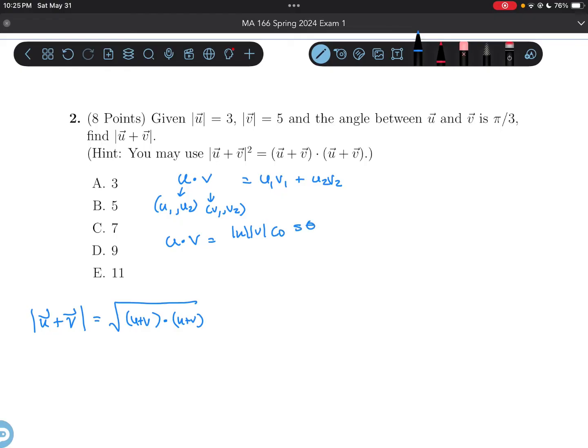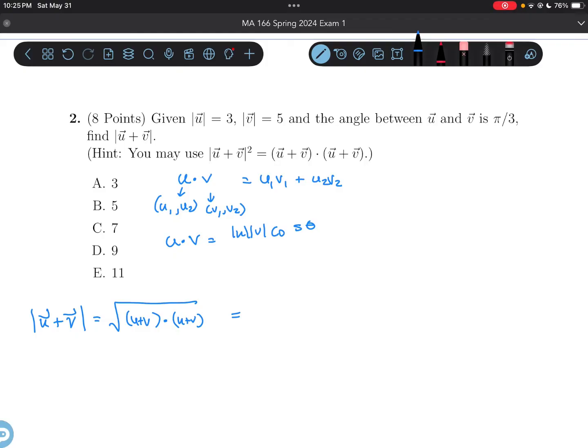And in this case, we can't use the first formula because we're not given the coordinates of any vectors, so we have to use the second formula. So if we use the second formula, we get... actually, we don't use the second formula yet. First, what we want to do here is expand out what we're given.